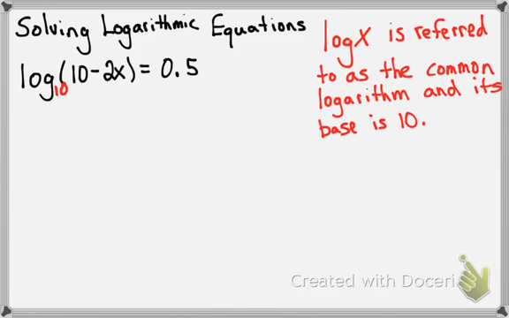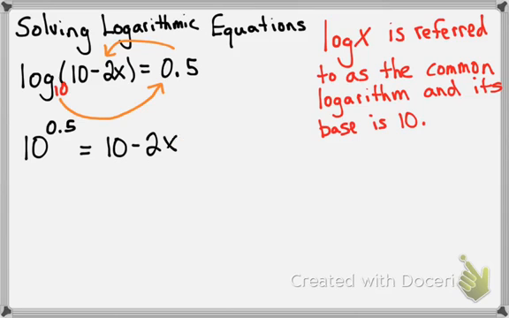Now what we need to do is somehow isolate this x. So the way we're going to go about this problem is we're going to change this problem into an exponential. We can do that by starting at the 10, moving to the other side to the 0.5, and coming back to the inside of the logarithm, the argument. That will give us the exponential equation. 10 to the 0.5 is equal to 10 minus 2x.